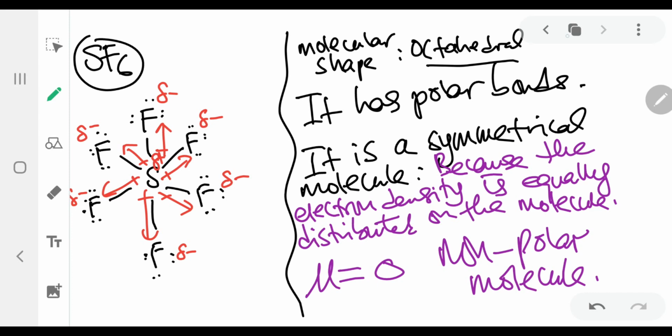Okay, so that's how you're going to identify whether your molecule is going to be polar or non-polar. First, you try to identify the Lewis structure and the molecular shapes, and then look for polar bonds, and then look at whether the electron density is equally distributed or otherwise. Okay.